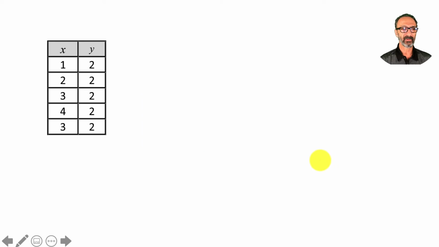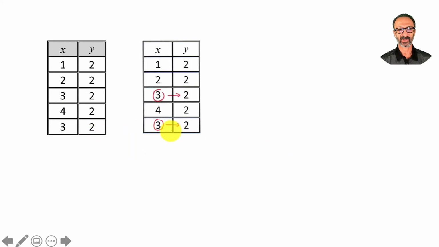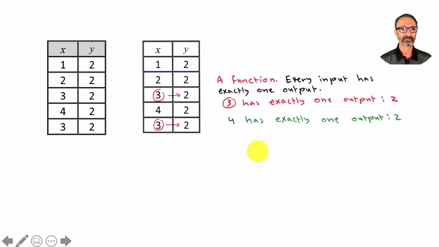Another example. 1, 2, 3, 4, 3. 3 is repeating. So what's happening here? 3 is going to 2, 3 is going to 2. This is a tricky question. It's fine. It's just like they repeated that. It's a function. Every input has exactly one output. 3 has exactly one output, which is 2. For example, also 4 has exactly one output, which is 2. The exactly is still valid for every one of them.